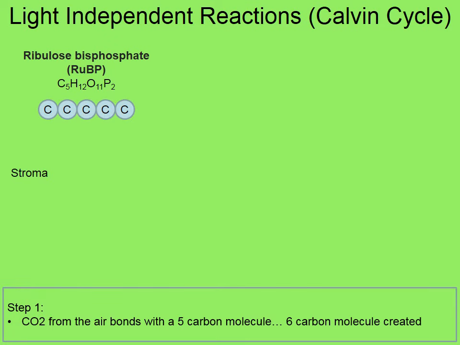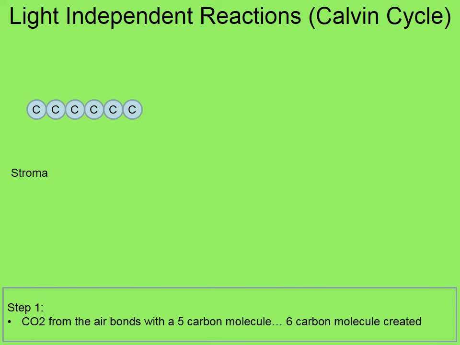So what happens is carbon dioxide from the air will bond with RuBP. And when the 1 carbon of carbon dioxide bonds with the 5 carbons of RuBP, and the reason they bond is, again, there's various enzymes involved in breaking bonds and reestablishing bonds. And so this 6-carbon molecule is now created. Well, let's move on to the next step.